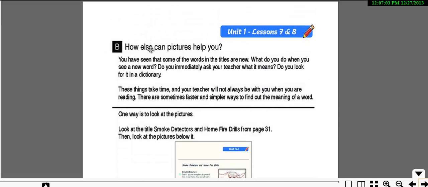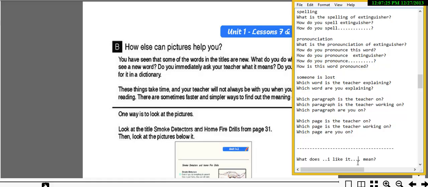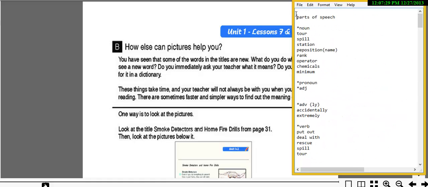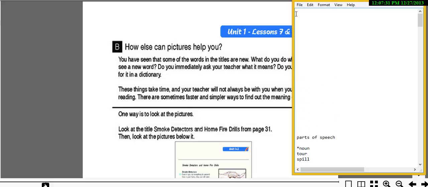Now, in section B, there is a short paragraph about how else can pictures help you. Well, you have seen that some of the words in the titles are new. What do you do when you see a new word? Well, I want you to think with me here at this point, like what do you do when you see a new word? Maybe you want to start thinking about it. For example, let's get back to this part. New words. What do you do when you have new words?